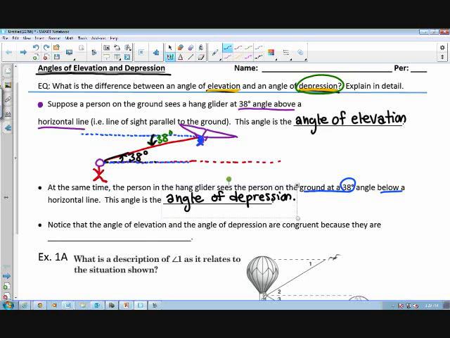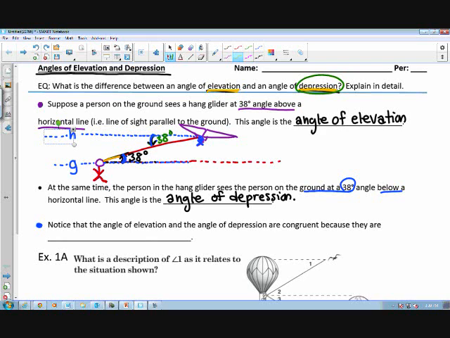Excuse me. Okay, now a certain thing happens to that bullet point. Notice that the angle of elevation and the angle of depression are congruent. Are they congruent? I have 38 degrees and 38 degrees. Why are they congruent? Well, if you listened to me carefully just a minute ago, we said this line of eyesight for the hang glider and the line of eyesight for the dude on the ground, they were parallel.